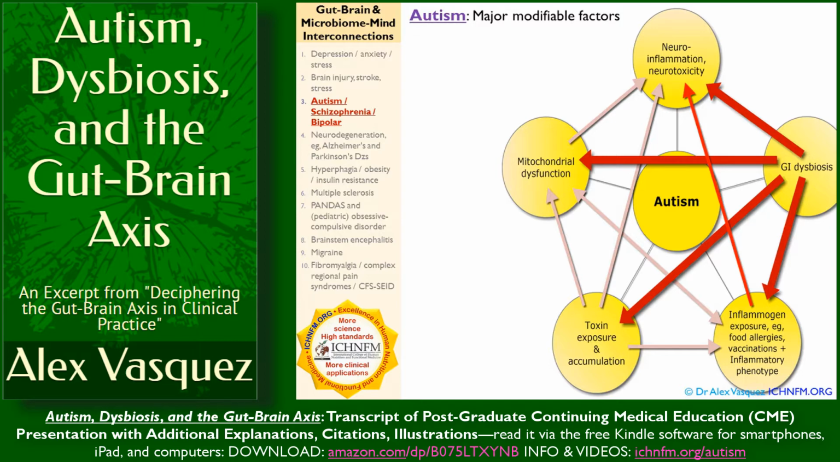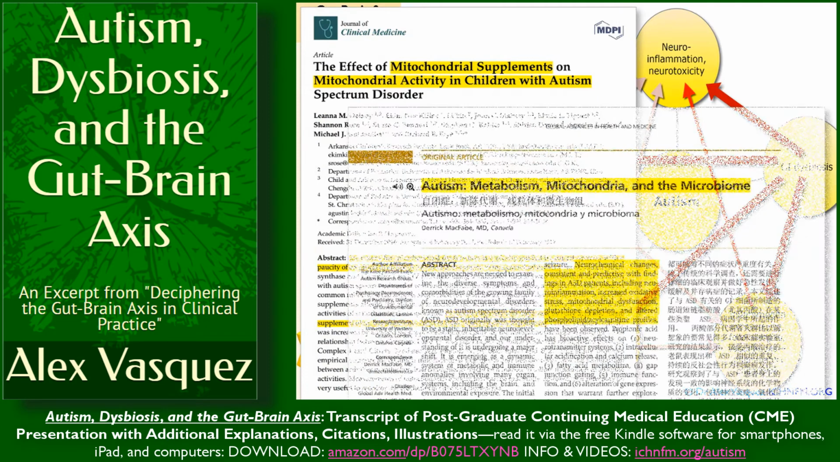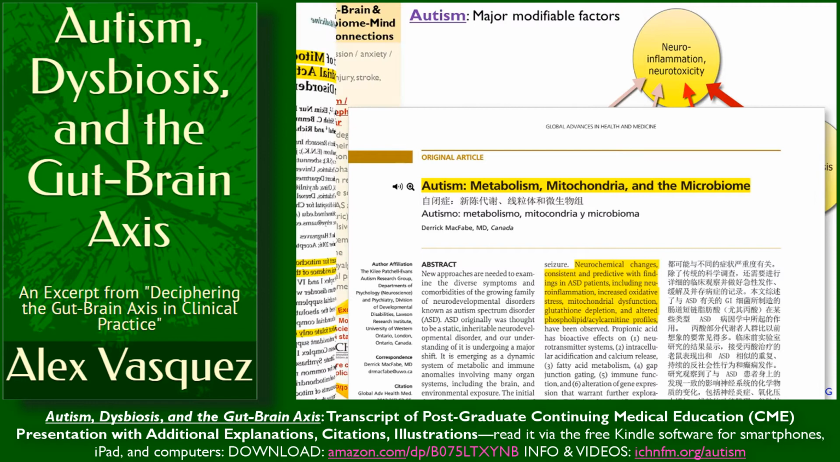And that takes us to the fifth and final circle here of mitochondrial dysfunction. We know that mitochondrial dysfunction can be a consequence of inflammation and also a cause of inflammation, and that any type of neuroinflammation or neurotoxicity is going to be exacerbated by mitochondrial dysfunction.